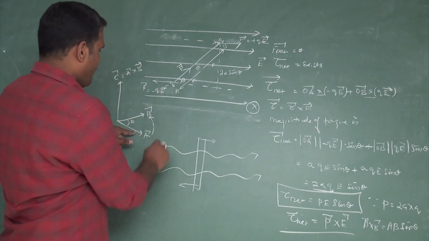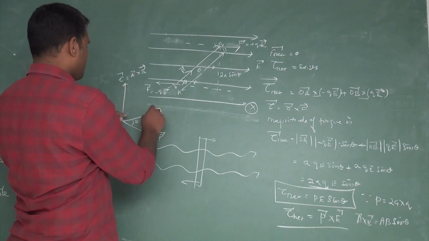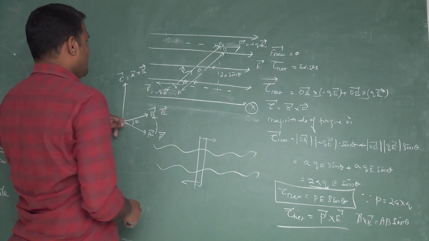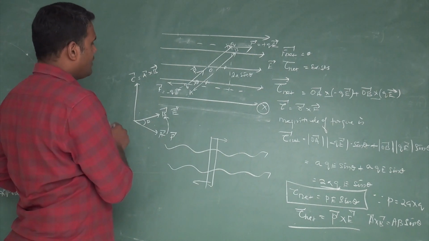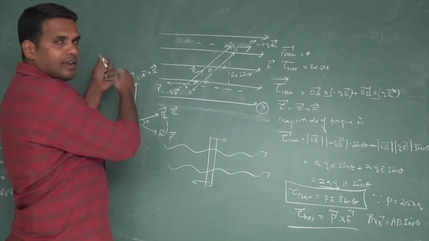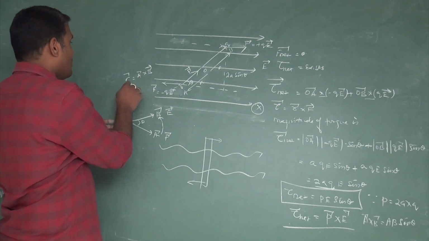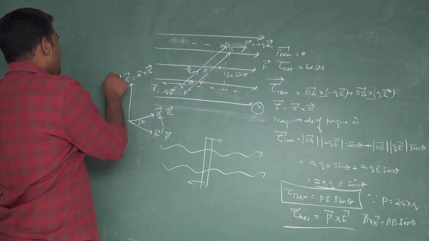Now, if I consider A vector as P vector and B vector as E vector, then P vector must be rotated towards E vector through its smallest angle. Then I will get the direction of the torque, the resultant vector. So C vector is nothing but the torque vector.